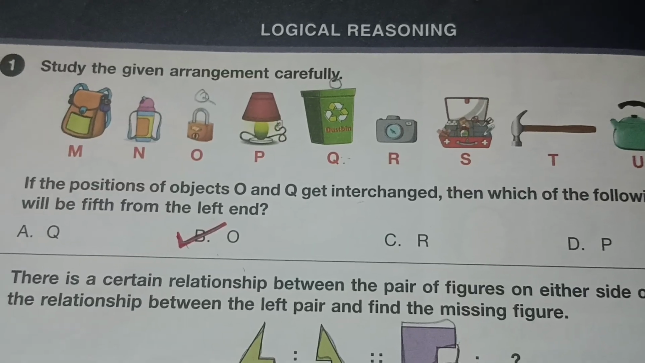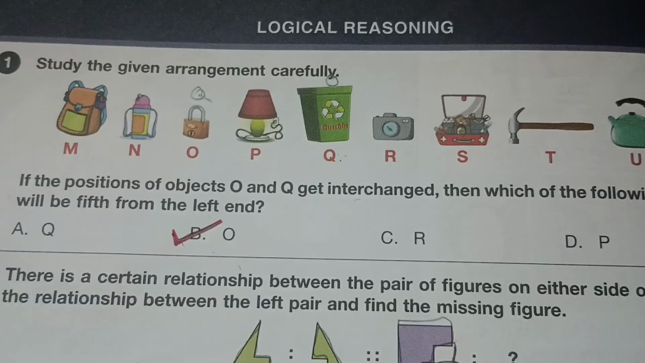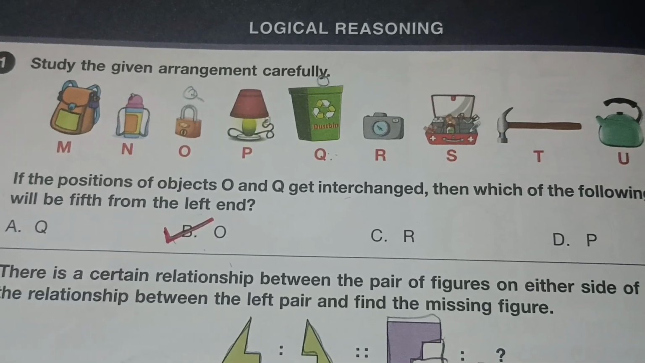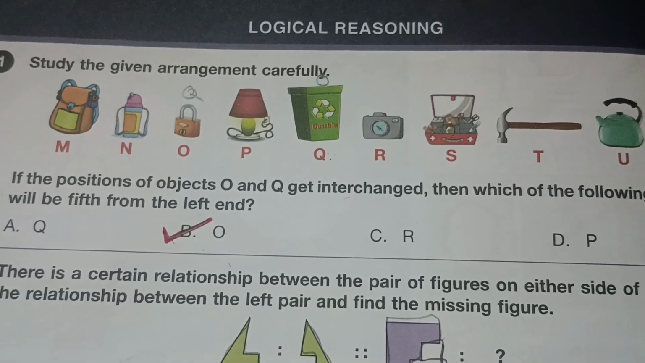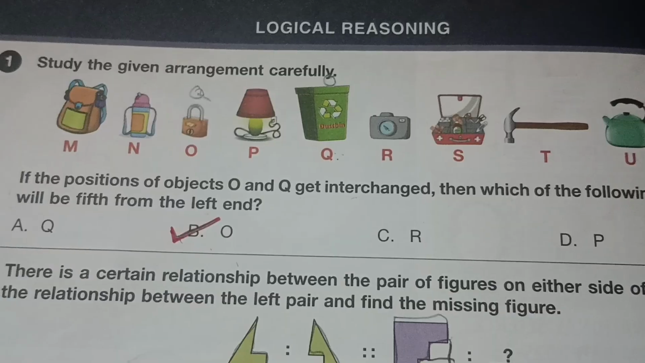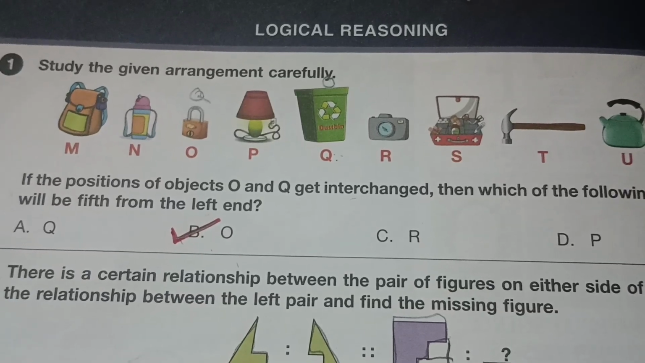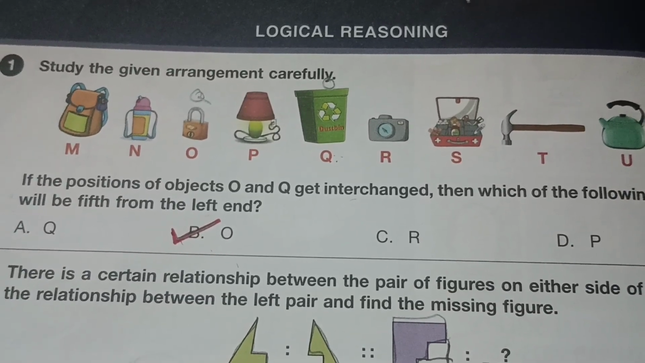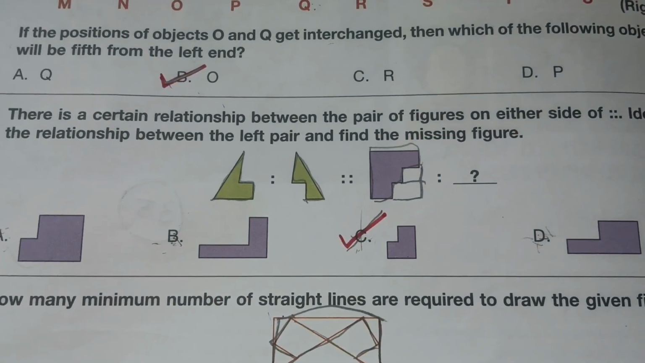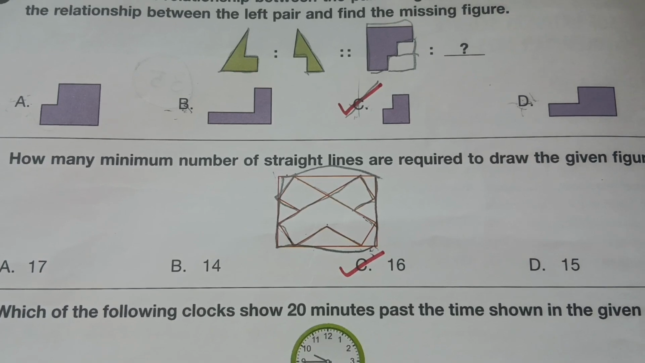Let's start with logical reasoning. Question number 1. Study the given arrangement carefully. If positions of O and Q get interchanged, then which is the fifth from left? It's option B, O. After interchanging, Q and O exchange their places. There is a certain relationship, so we have to find the figure. So it's option C. How many minimum number of straight lines are required?